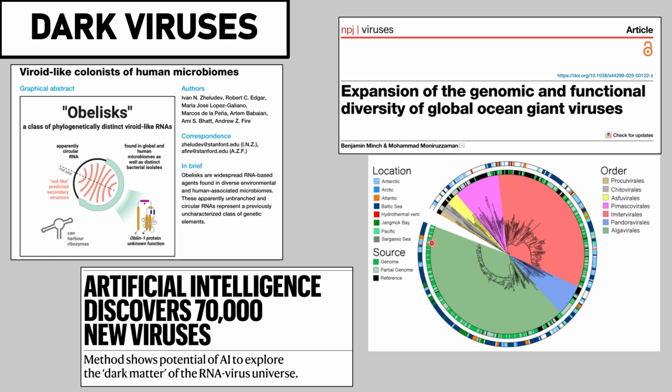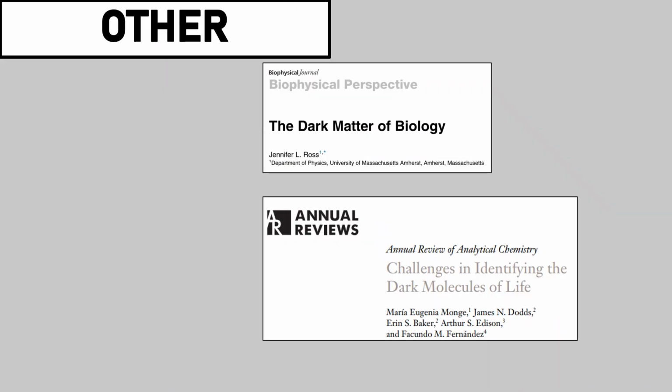But of course, metagenomics is still a great workhorse. This is another new article from 2025, expansion of the genomic and functional diversity of global ocean giant viruses. So we'll continue to find these things as we look through all this data. And then closing here, there's the other grab-all category of potential dark matter. Going back to the article Dark Matter Biology, it lists things like ions in the cells as potential dark matter, as well as other inert molecules.